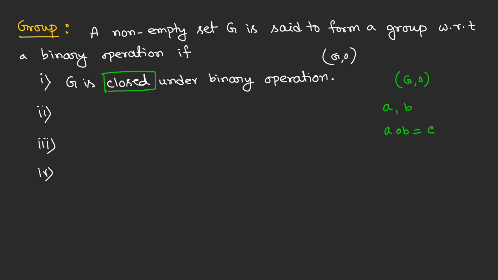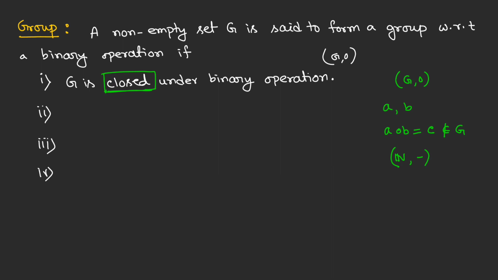So you apply the binary composition A composition B, and let's say the result is C. If the result C belongs to the set G, then you can say that G is closed under the binary composition. And if it does not belong to G, then it is not closed. For example, suppose I am taking N, the set of natural numbers, with the operation subtraction.